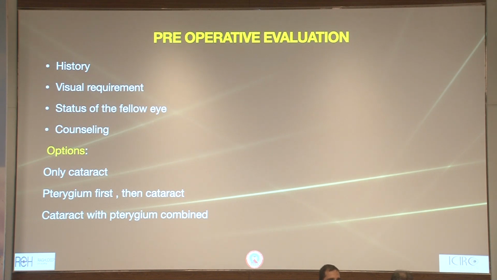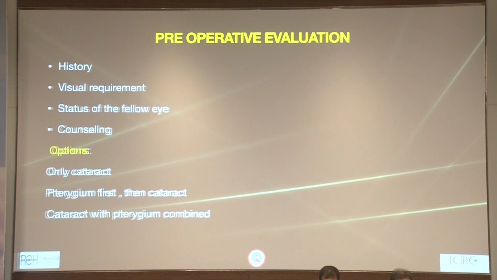Status of the fellow eye is the most important. What is the fellow eye like? And of course, I cannot undermine the emphasis of counseling. So there are only three options when you're tackling this kind of scenario. One, you only do the cataract and leave the pterygium alone. Second, do the pterygium first, and after a decent period of a few weeks or a few months, then do the cataract. And third is to combine the cataract with the pterygium surgery.